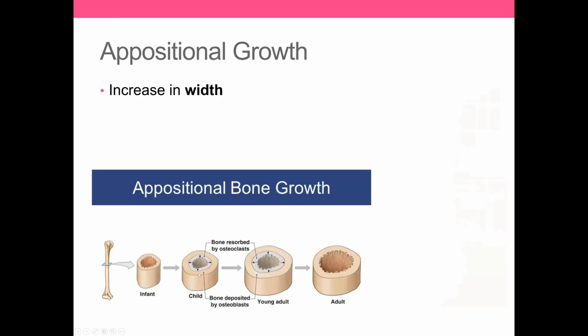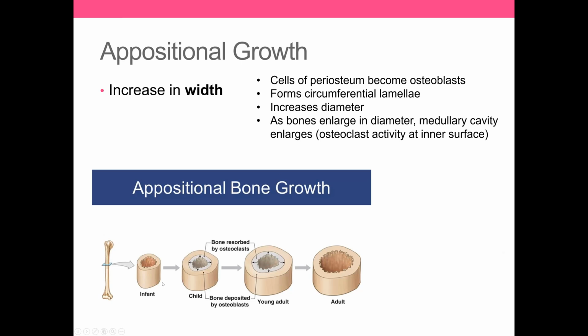So here is a better image to visualize how this works. Again, appositional growth is an increase in width. So what happens is the cells of the periosteum on the outside become osteoblasts. They start depositing more bone, and so they're going to build up these circumferential lamellae on the outside of the bone. That's going to make the bone get wider and wider. It's going to increase the diameter, and then as the bone gets wider and wider, the osteoclasts on the inside are going to keep eating away at the bone on the inside, and they're also going to enlarge the cavity to match the enlarged outer surface. So that is appositional growth, and that is where a bone increases in width.